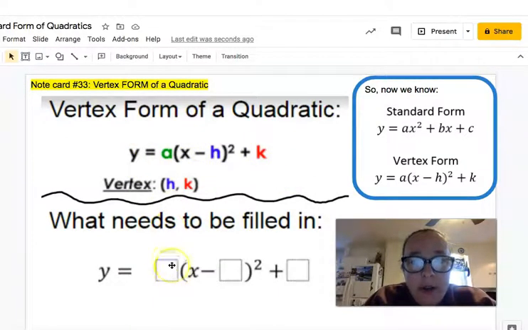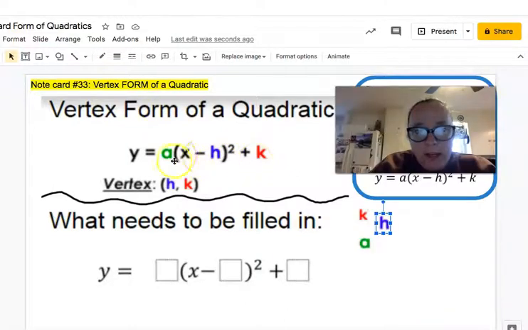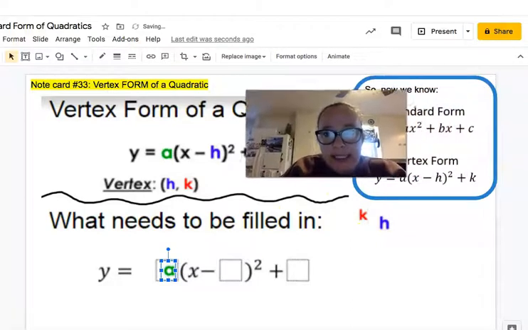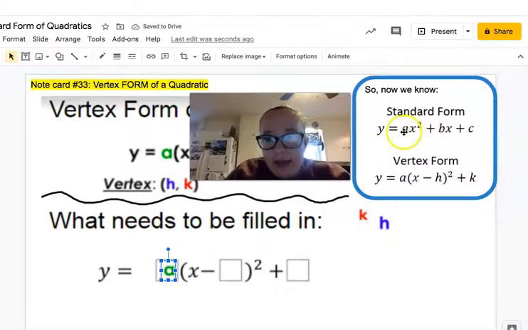What needs to be filled in? Well, in this spot an A, see the green A, in this spot an H, and in this spot the K. So A is the leading coefficient, guys, and H is what we just found in our last example, and K is negative 1. Now I know we see it right here, but I just want you to be aware that these are just parameters. This A that goes here is the same A that's right here. Now the K and the H aren't up here. We have a B and a C. They are not the same thing.